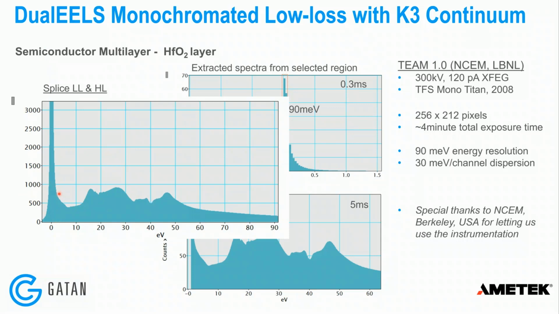and low loss, so you can pull out quite a lot of useful information about the hafnia here. So probably the band gap, and a bunch of other stuff from the plasmon and other low loss region. This is something that we weren't able to do before with K2, and it's exciting and fun to try this new stuff with K3 and DualEELS. So that's the final example.